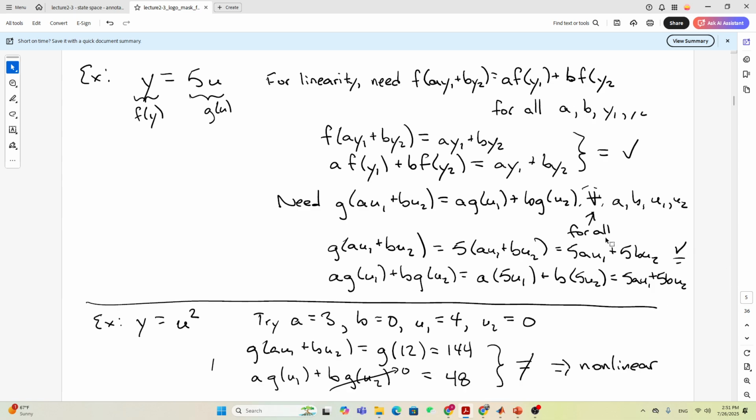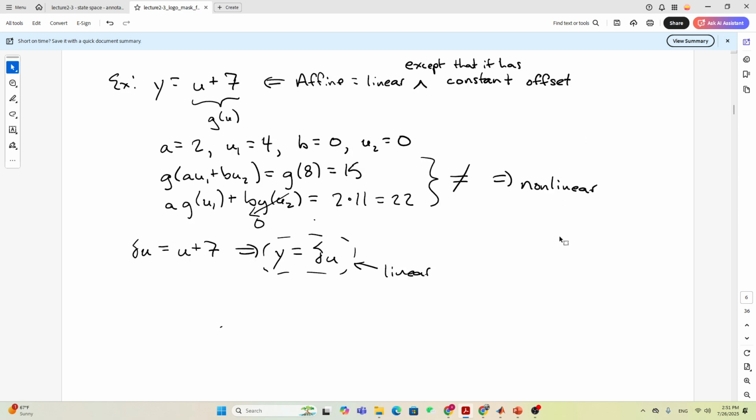And if we use a times u1, let's say u1 equals 4. u1 squared means 4 squared, which is 16. a equals 3, so 3 times 16 equals 48. And b times u2, as b is 0, multiplied by anything, it should be 0 again. So you get 48 not equal to 144. So this is nonlinear.